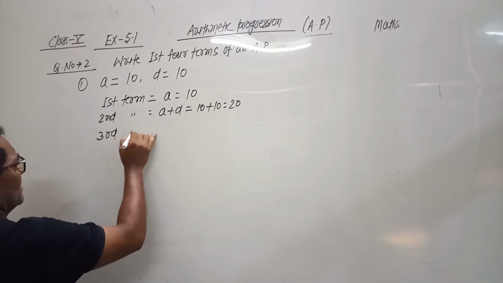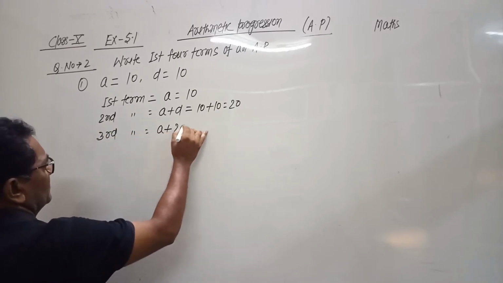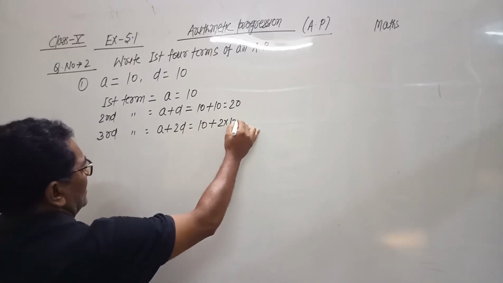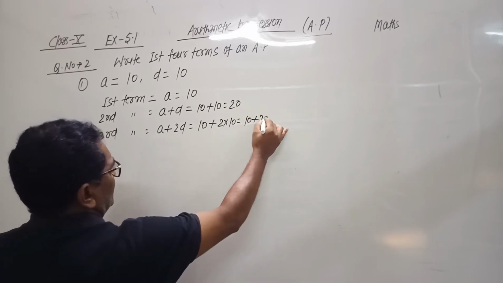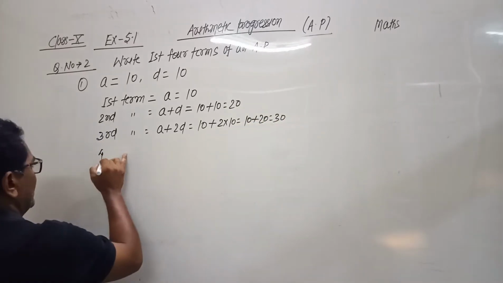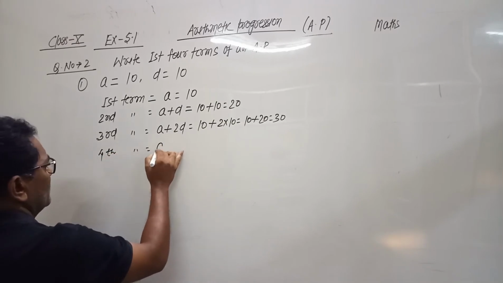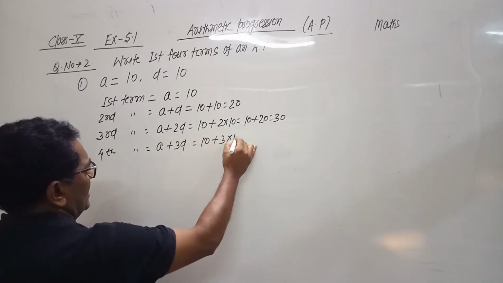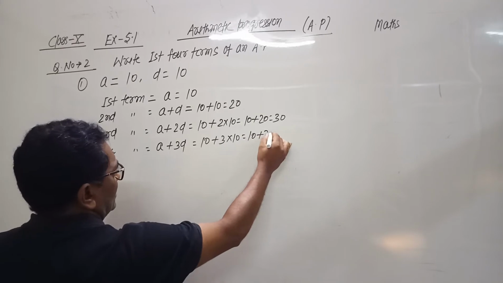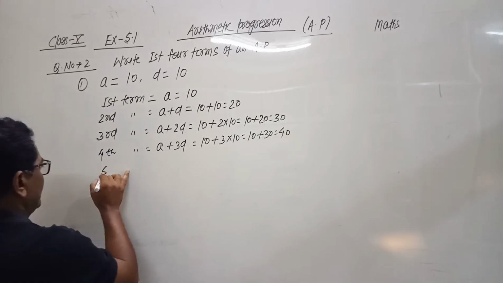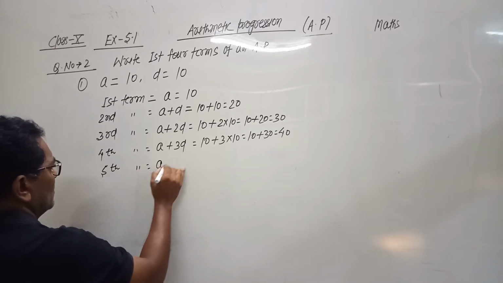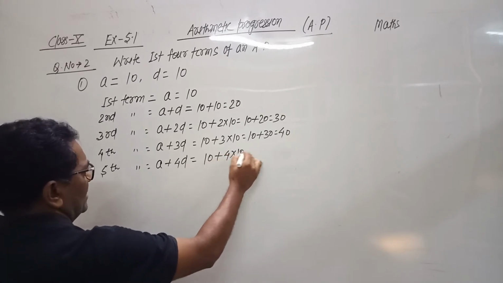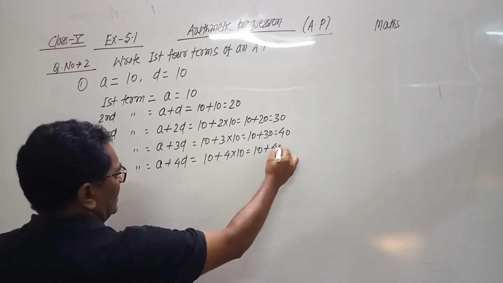Third term, A plus 2D: 10 plus 2 into 10 means 10 plus 20. We get 30. For finding the fourth term, we use the formula A plus 3D. So 10 plus 3 into 10 means 10 plus 30, which is 40. For the fifth term, we use the formula A plus 4D. So 10 plus 4 into 10, this is 10 plus 40 equals 50.